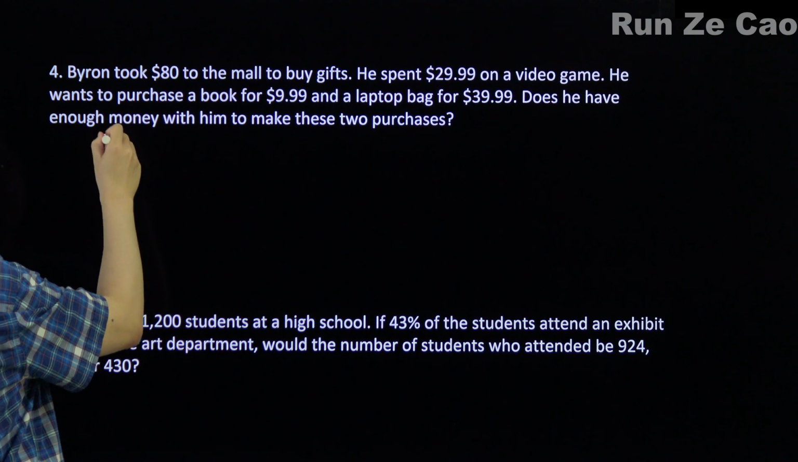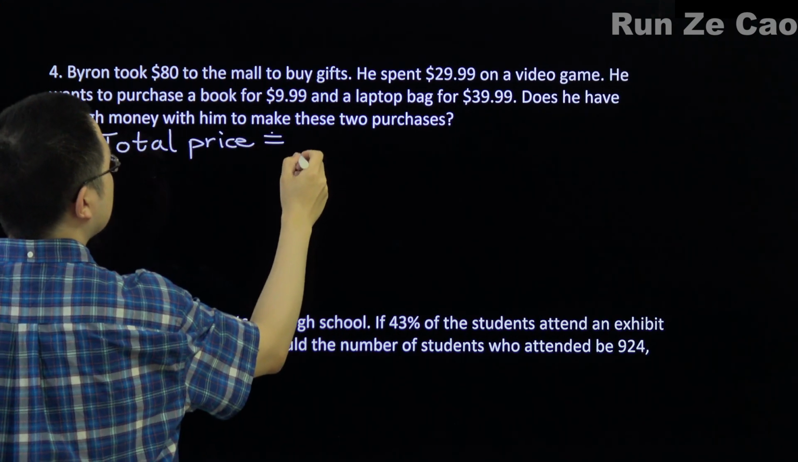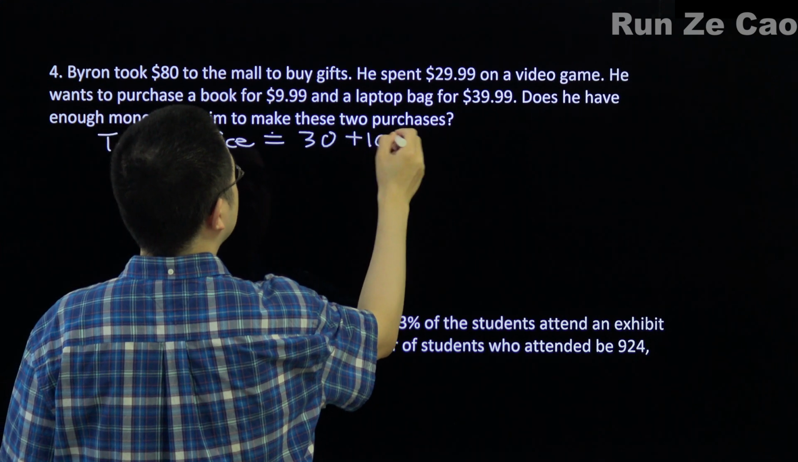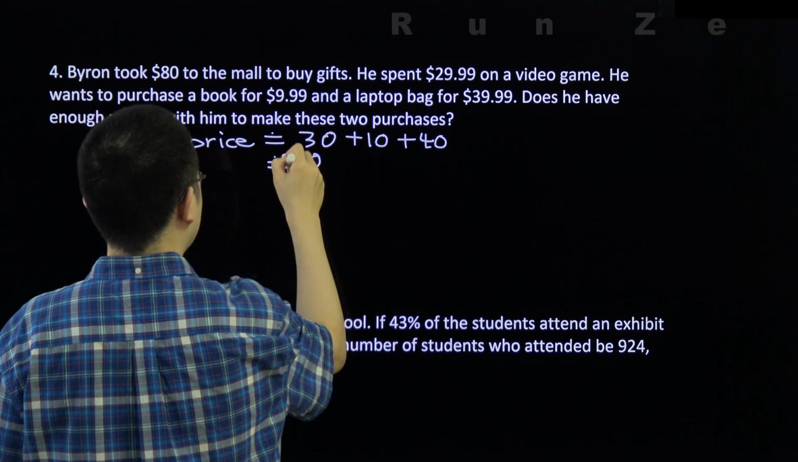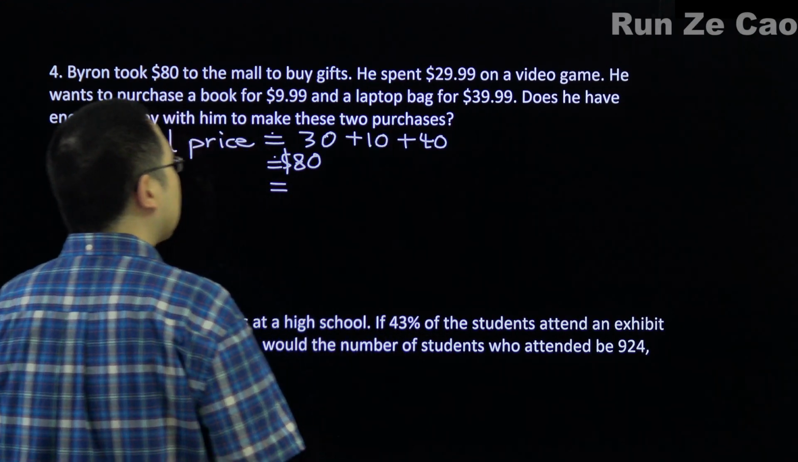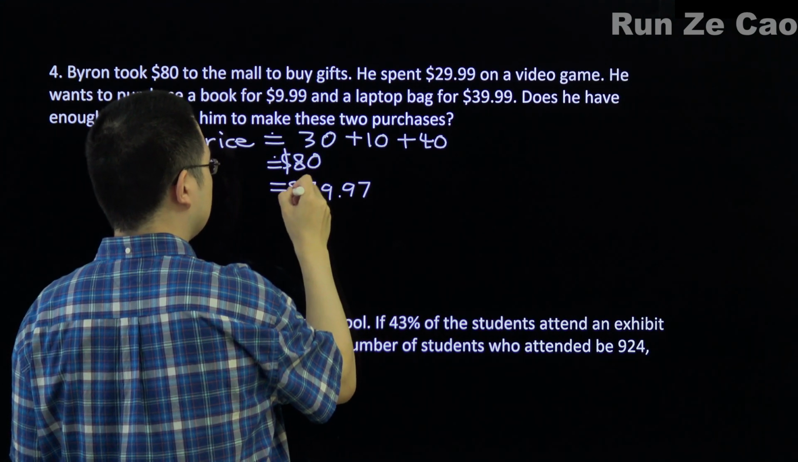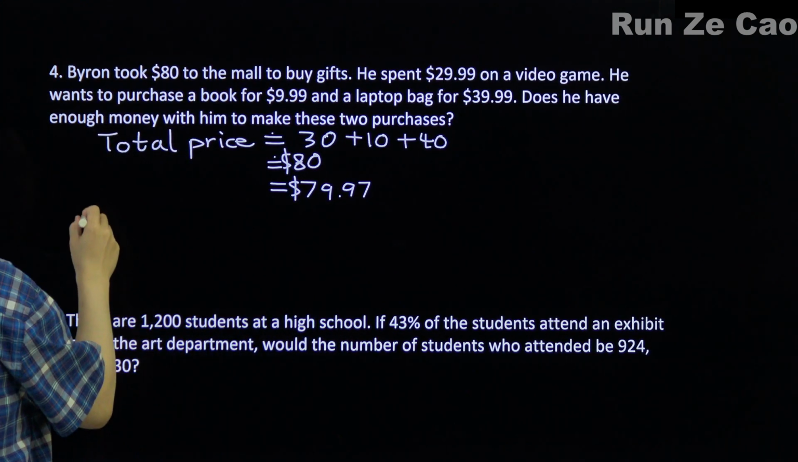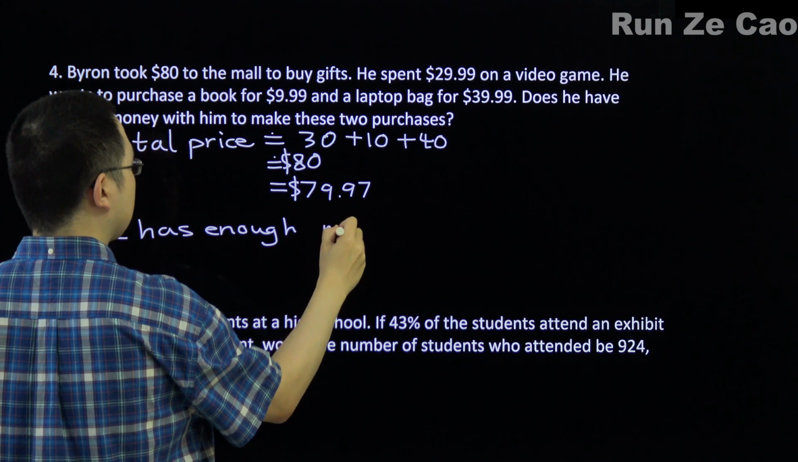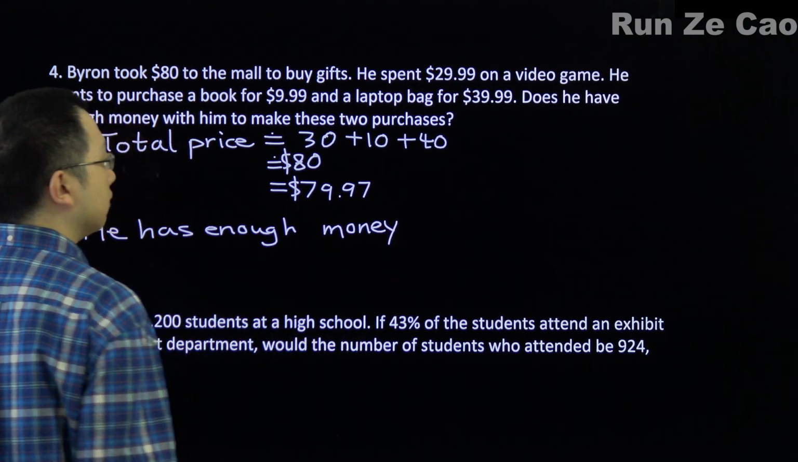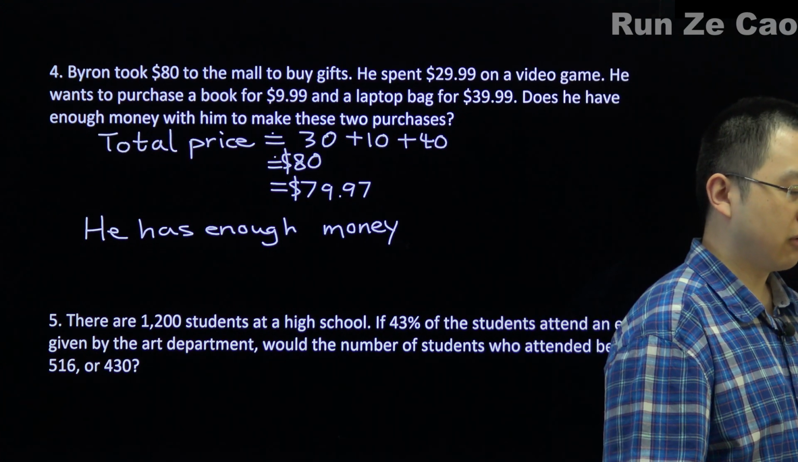Let's see. Total price is approximately $30 plus 10 plus 40, which means that it's approximately $80. But we know that it's actually equal to $80 minus 3 cents. $79.97. So yeah, he has enough money. Has enough money, in theory. But I'm not going to write that on the board. So in theory, he has enough money, but then again, there's the, what taxes do you have in your area, and are those already included in the price problem?